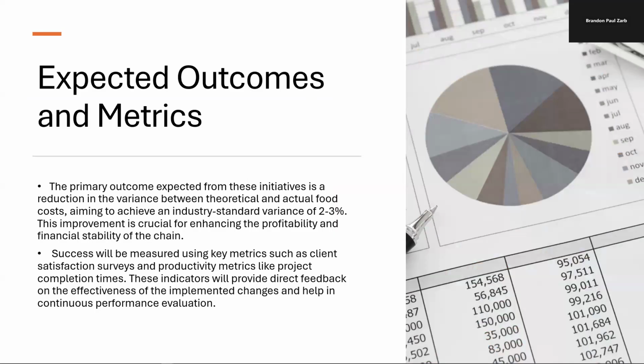Expected outcomes and metrics. The primary outcome expected from these initiatives is a reduction in the variance between theoretical and actual food costs, aiming to achieve an industry standard variance of between 2 and 3 percentage points. This improvement is crucial for enhancing the profitability and financial stability of the chain.